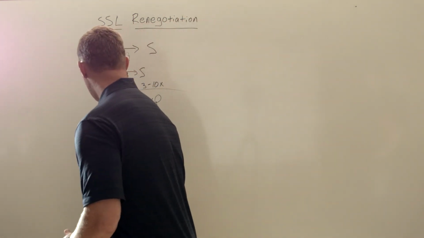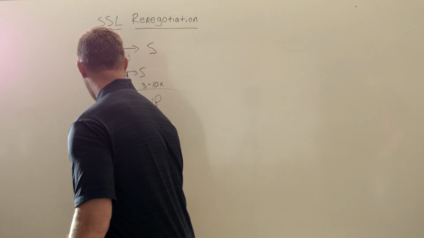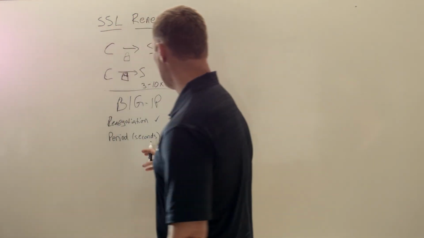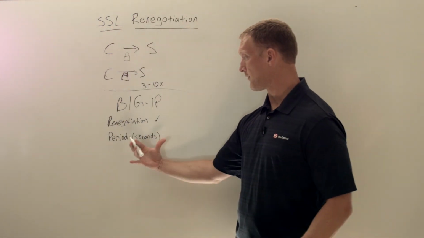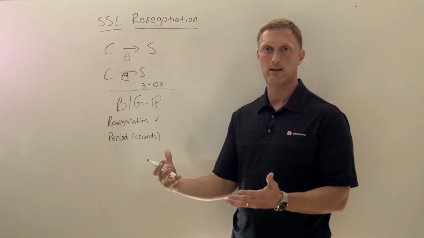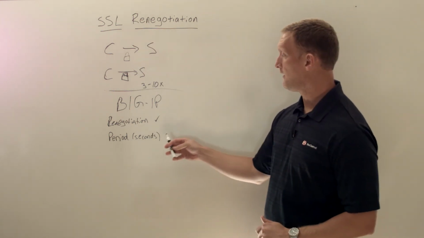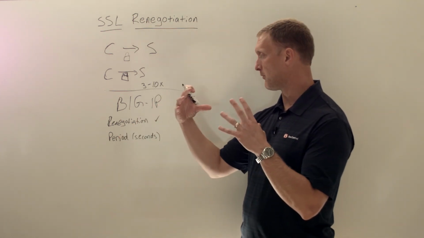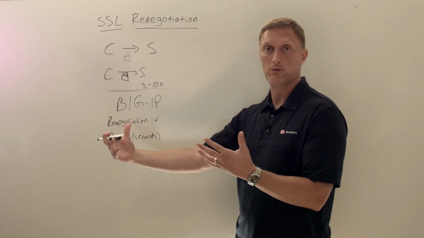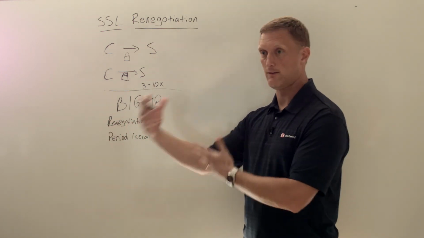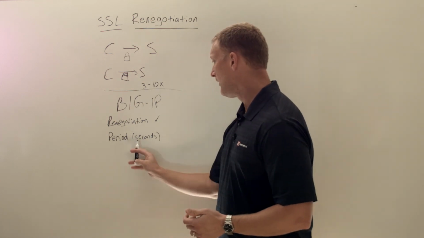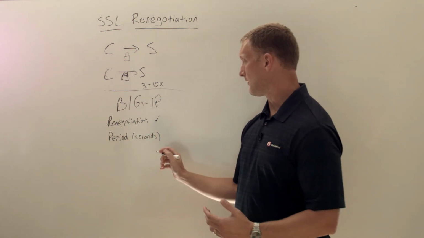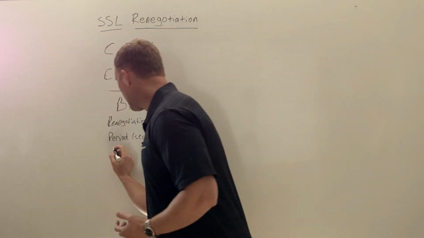And then there's this thing called renegotiation period, and that's measured in seconds. You can either set that to a certain number of seconds, or you can set it to indefinite. Indefinite is the default, and basically that says how many seconds need to transpire before we require a new renegotiation for this SSL transaction. So you can set that so that after a certain number of seconds, it will request a new SSL handshake.